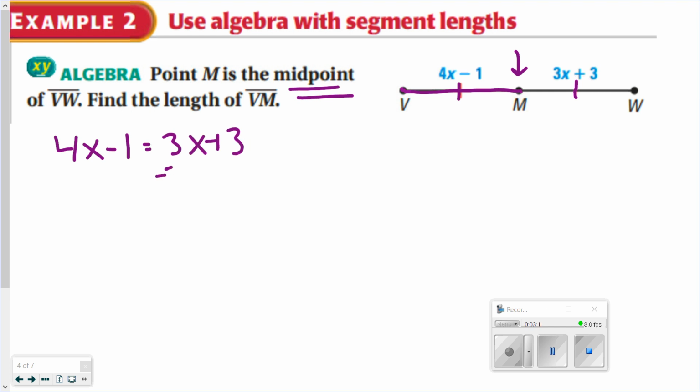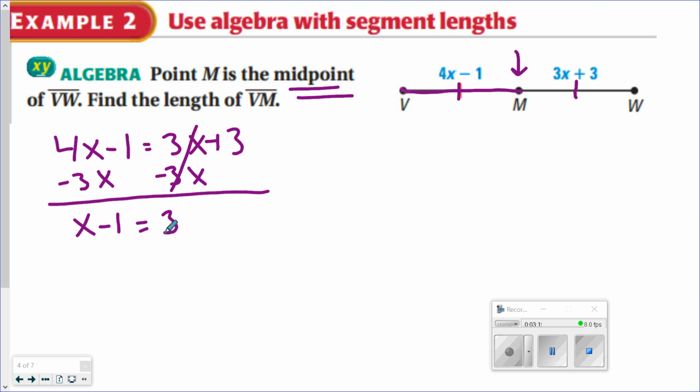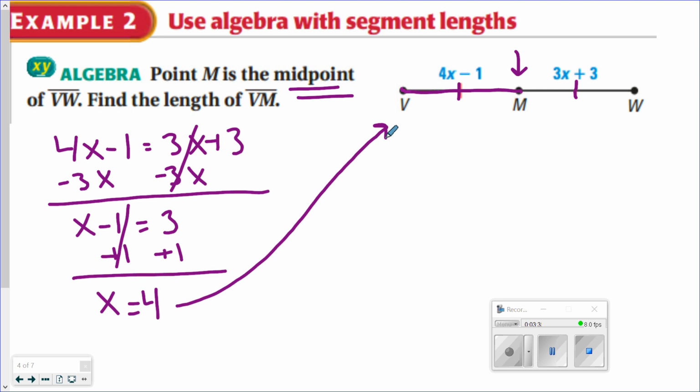Let's subtract 3x from each side. I end up getting x minus 1 is equal to 3. Add 1 to each side. Those cancel. X is equal to 4. All right, well, I'm not done. I only solved for x. It asked me what is the length of VM. So I need to plug this back into my equation for VM.